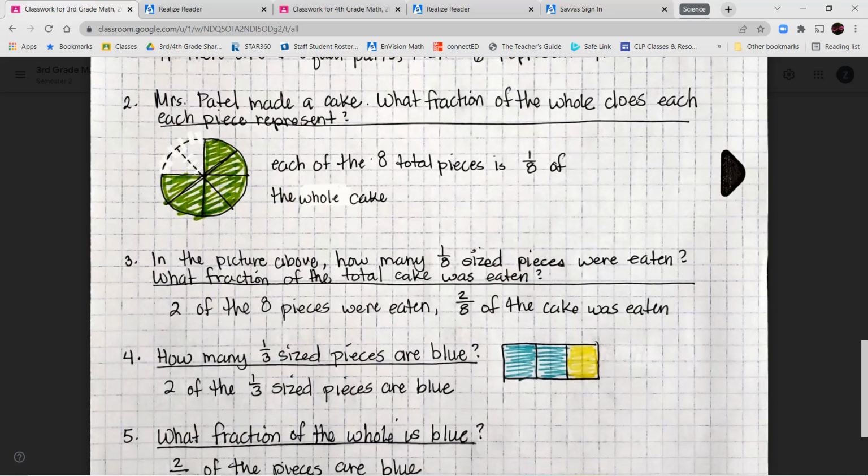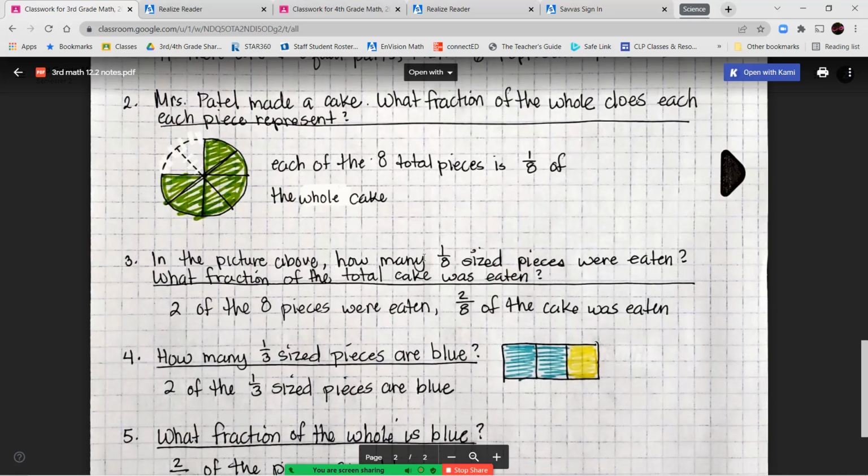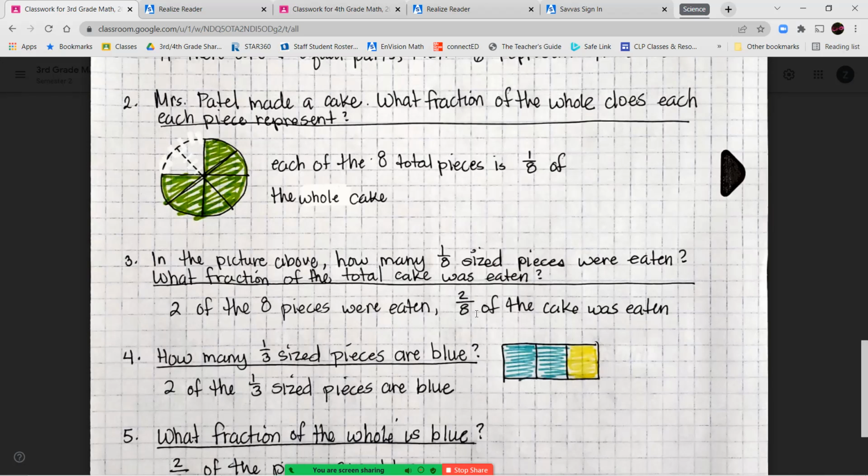For number 3, it says, in the picture above, how many 1/8 size pieces were eaten? What fraction of the total cake was eaten? So we see that 2 pieces are gone. So 2 of the 8 pieces were eaten. And if we're going to write that in fraction form, we're going to say 2/8 of the cake was eaten.